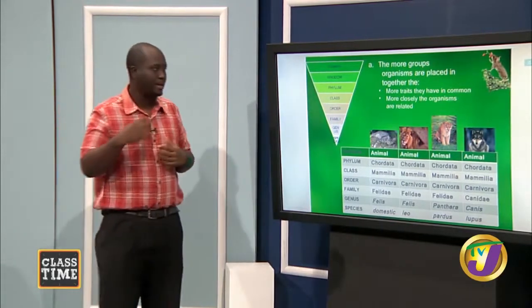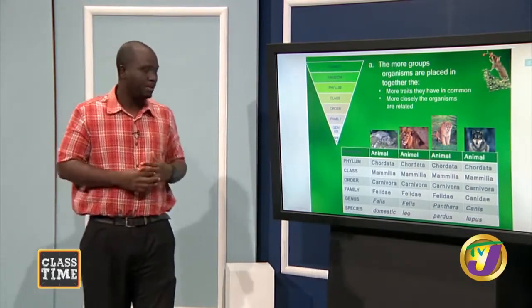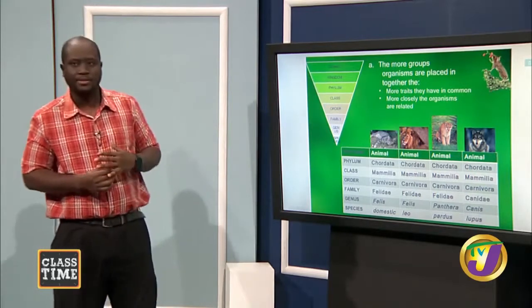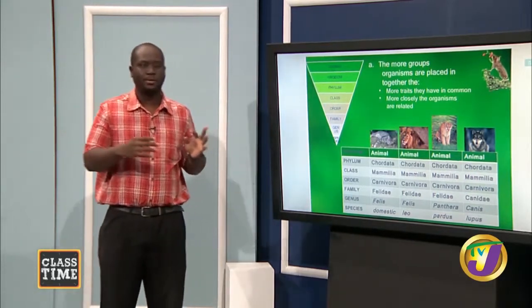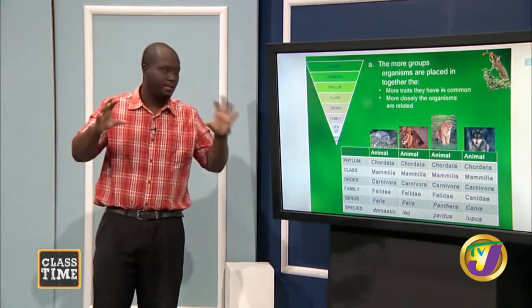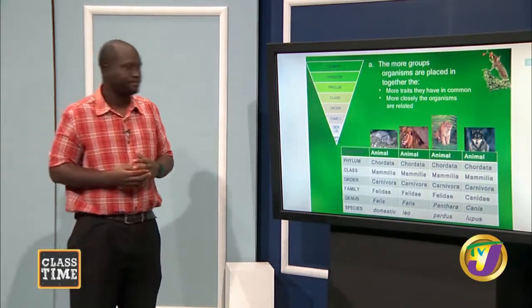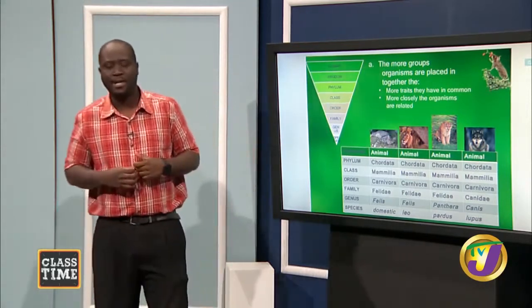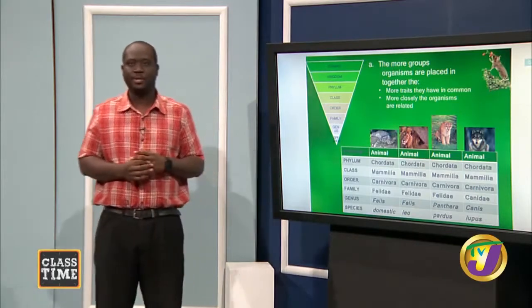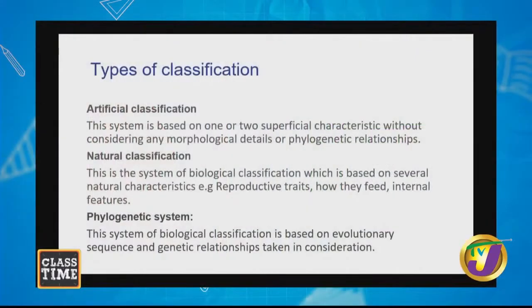As I said, look at other things like their reproductive traits, how they feed, look at also their internal body structure, do they have a spinal cord, and so forth. So it's a more holistic approach to classification. And then we have the phylogenetic system, in which they involve the genetic relationship between the organisms. And so they also involve the evolutionary trend, see how these organisms change over a period of time, and see the relationship that they share.